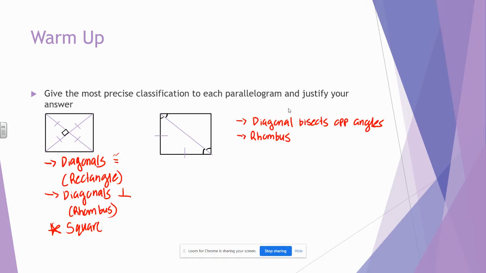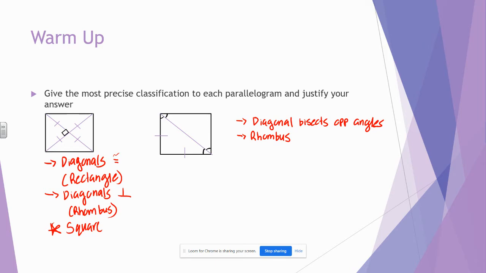All right, hopefully you have something like this on your paper. For our first shape, we can see that the diagonals are congruent, so that means that we have a rectangle. Since they are also perpendicular, as we see that we have this little right angle box in there, that means we have a rhombus. Since it's a rectangle and a rhombus, we have a square.